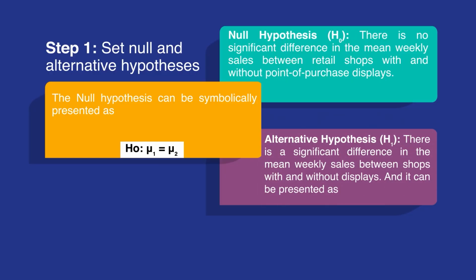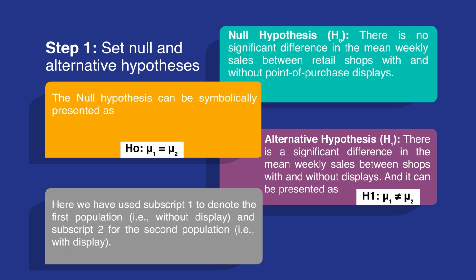And the alternative hypothesis for this situation can be stated as: there is a significant difference in the mean weekly sales between shops with and without displays, and it can be represented as H sub 1 such that mu1 is not equal to mu2. This formulation of the alternative hypothesis suggests that it is a case of a two-tailed test. This is because it simply states that the average weekly sales for stores with displays and those without displays are not the same.